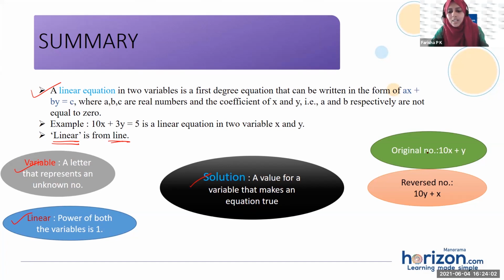Now the general form of the original number as well as the reverse number. Original number means it is 10x plus y, and reverse number it is 10y plus x.